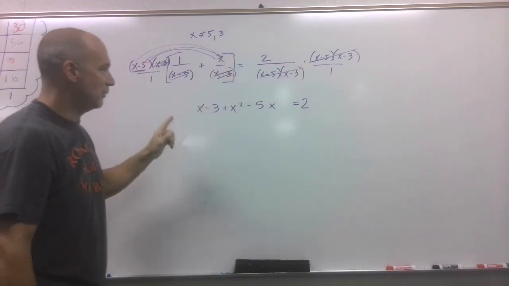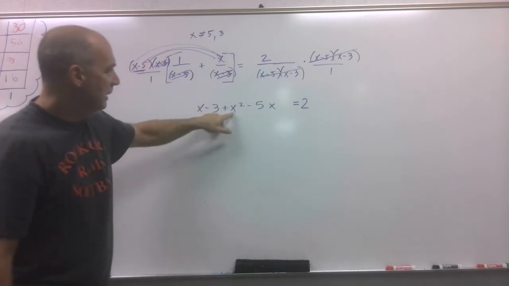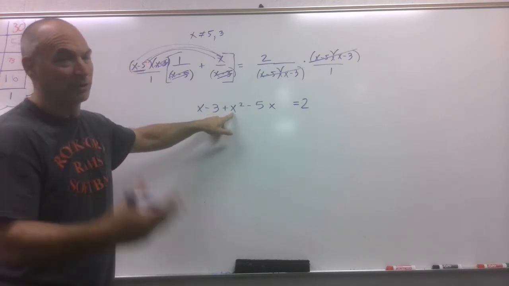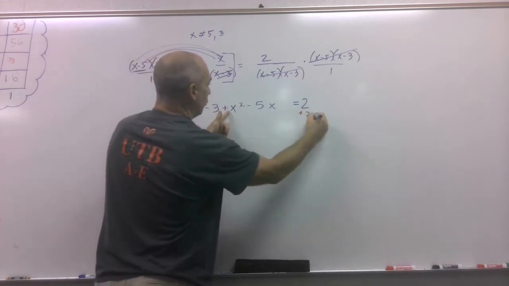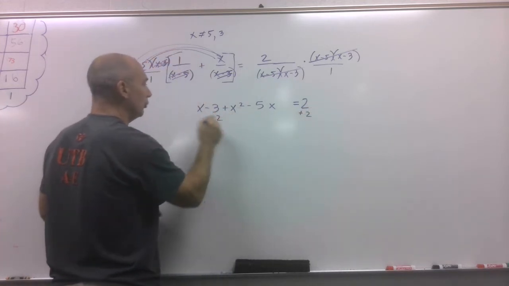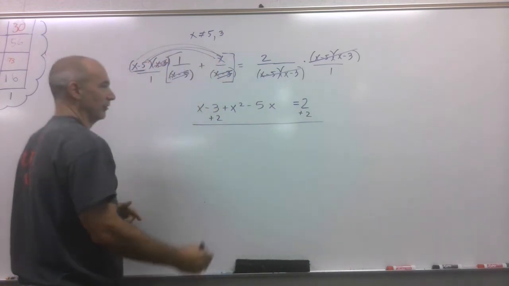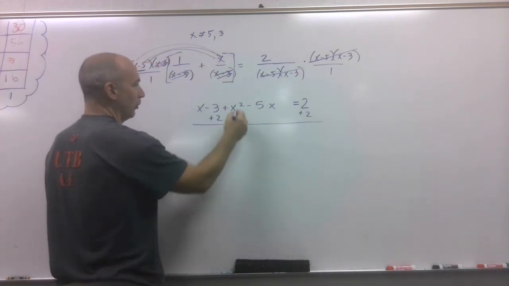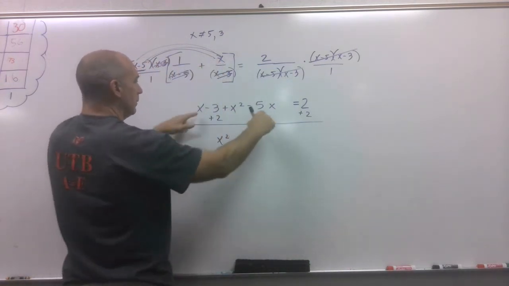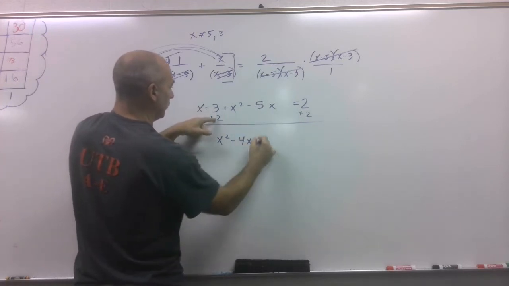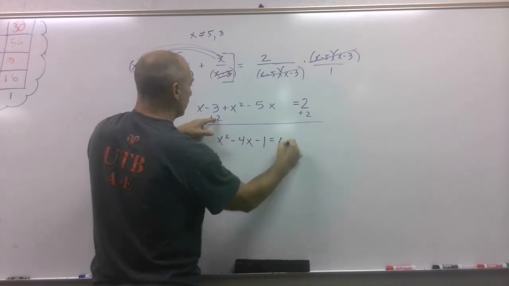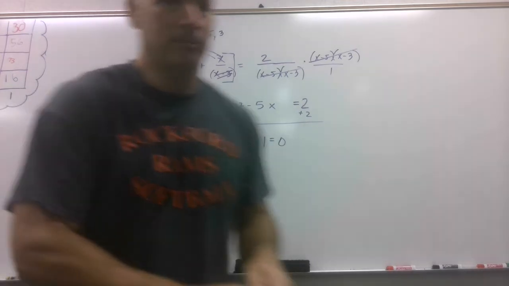So, okay, wait a minute, this is looking different. You've got that x squared term, which means you're going to have to deal with a trinomial. Keep your x squared term positive, so I'm going to add 2 and add 2. Because you've got to set this equal to 0. Put things in descending order, so I've got my x squared, x minus 5x is negative 4x, negative 3 plus 2 is negative 1 equals 0. Let me check something.